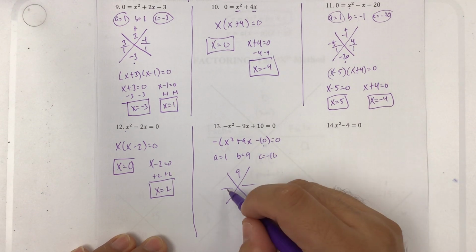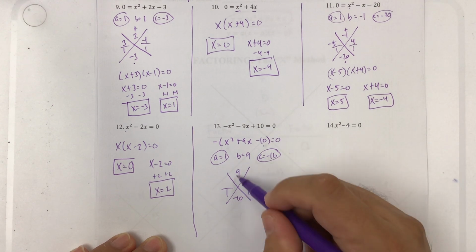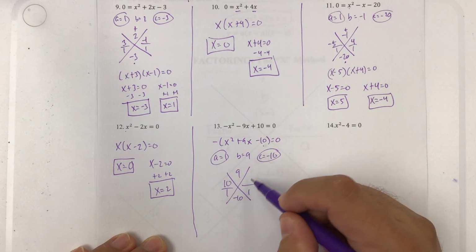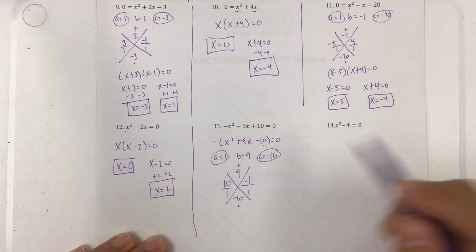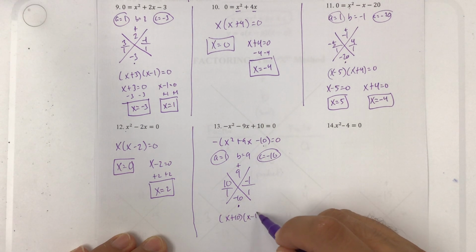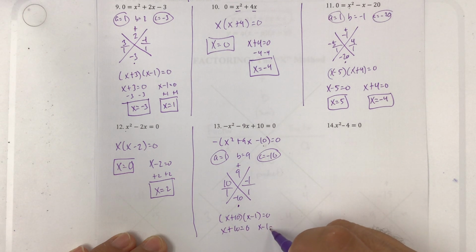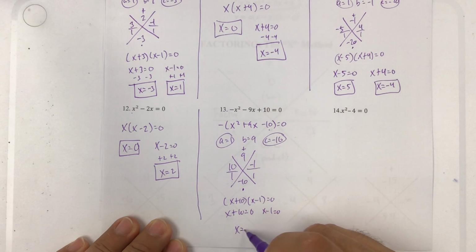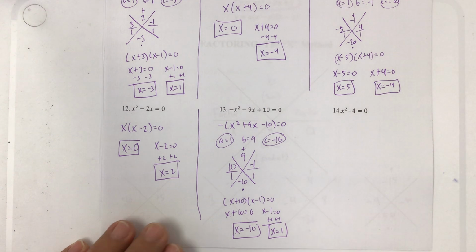So 9 on the top, divide by A, which is 1. 1 times negative 10 is negative 10. They're right next to each other, so one is 10 and one is 1. So 10 minus 1 is 9. 10 times negative 1 is negative 10. All right, so it's going to be x plus 10 when we divide by 1 and x minus 1. Set each factor equal to 0. Subtract the 10, x equals negative 10. Add the 1, x equals positive 1.